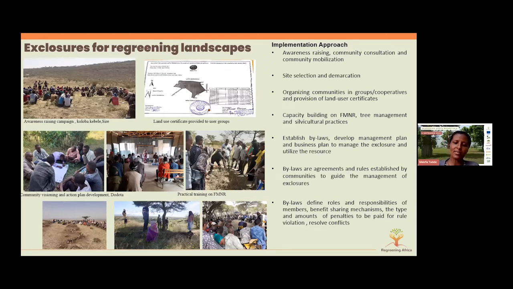Once these bylaws are established, the communities are organized, and the capacities are built, the communities will implement these regreening practices in the exclosures and also protect the site from intruders with the support of the government. Next, please.